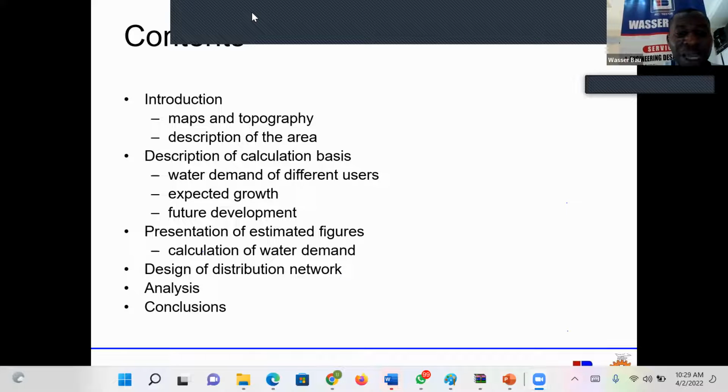Okay? And of course, as engineers, you know that the higher your design horizon, the higher the safety factor. And the higher the safety factor, the higher the cost of execution. That's the common sense.